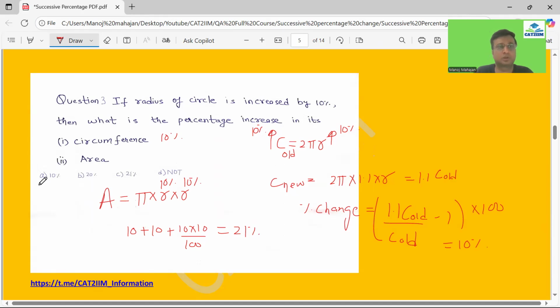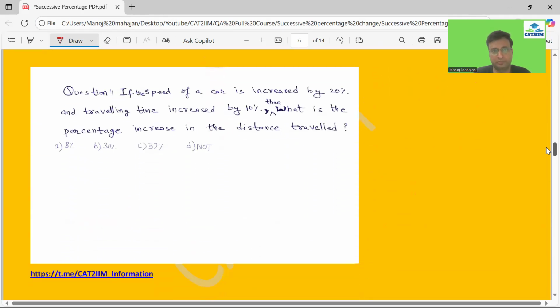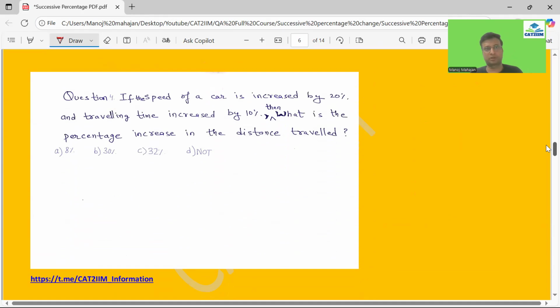21%. So the options which I made over here were the same for part 1 and part 2. For part 1, the answer is 10%, which means option A. For area, it is 21%, which means option C out here. Let's look at a few more problems on the product of two or three quantities.